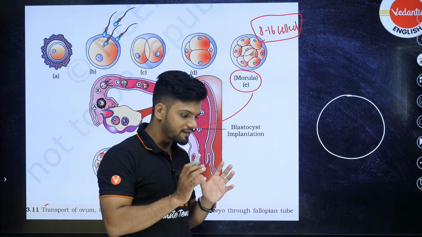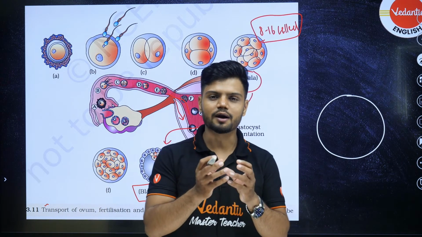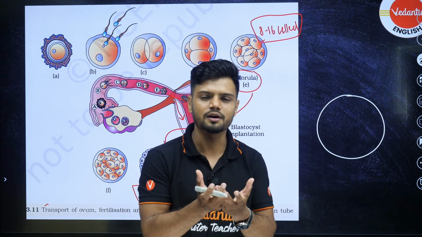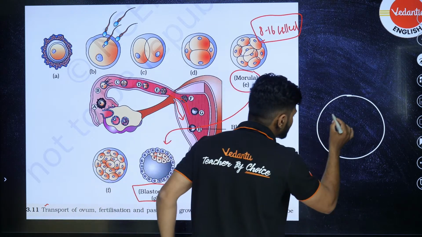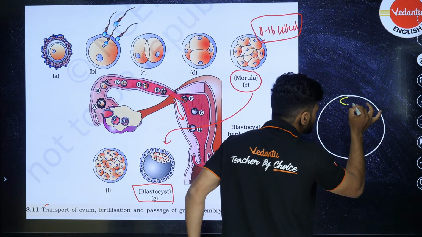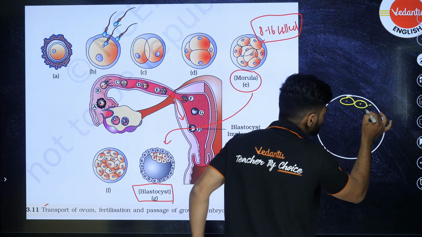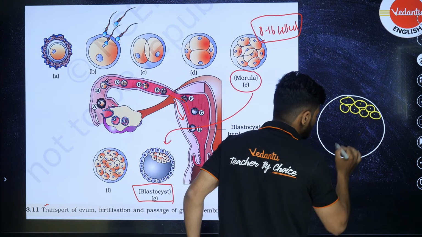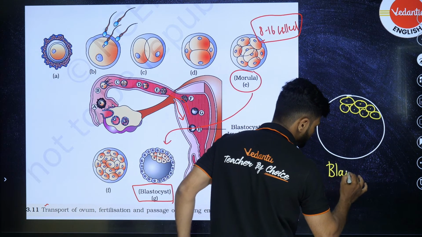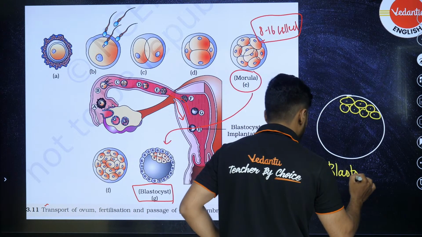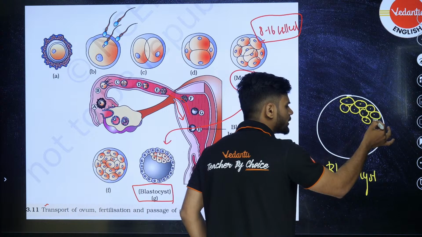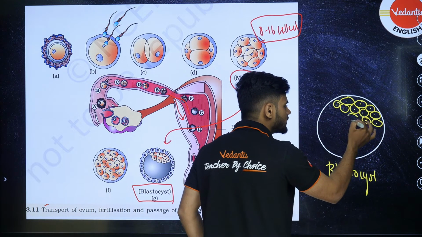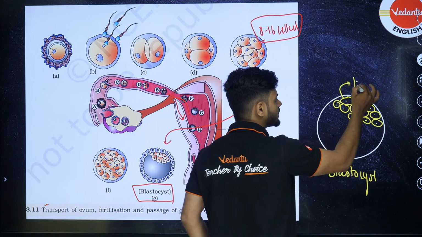Now here there is a very weird way of arranging the blastomeres. All the blastomeres are arranged at one corner inside the blastocyst, towards one corner like this. This one corner is called the inner cell mass.